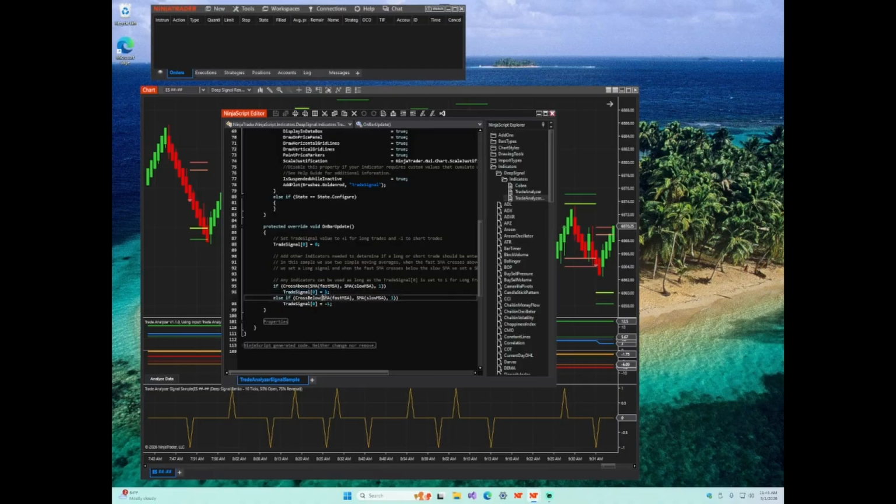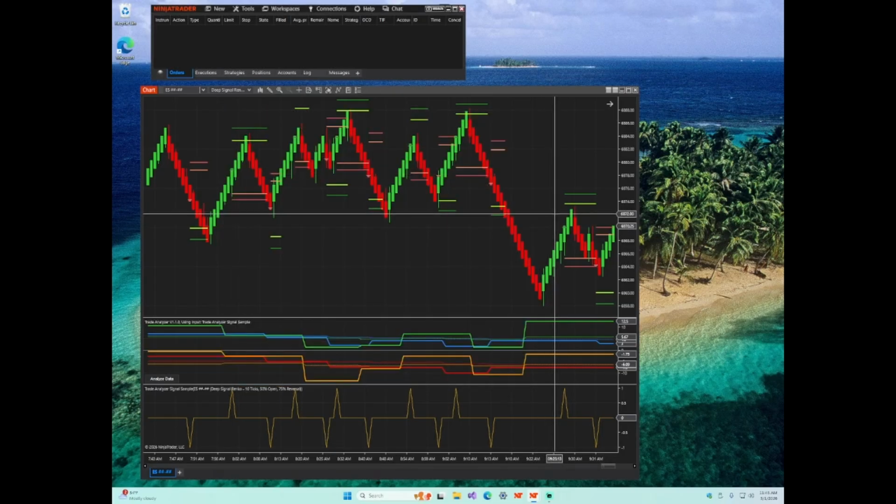This gives you a complete, visual framework for understanding trade structure, managing exits, and validating your edge. Deep Signal Trade Analyzer gives you something most traders never truly have: clarity. Instead of guessing where to take profits or cut risk, you're making decisions based on how your trades actually perform.